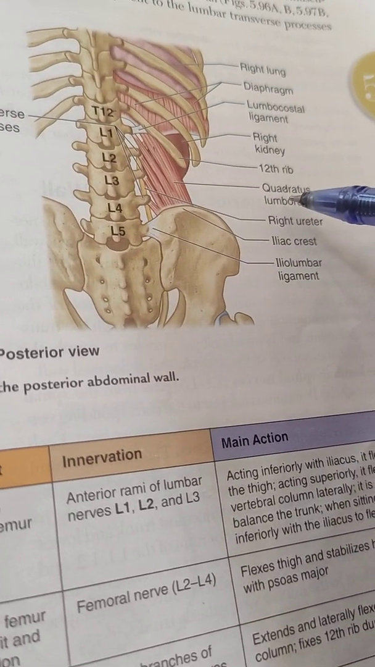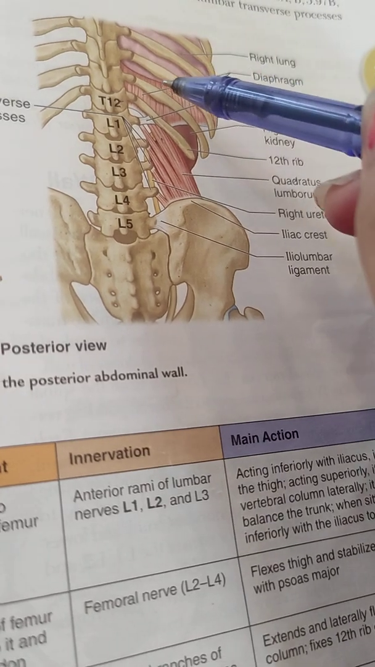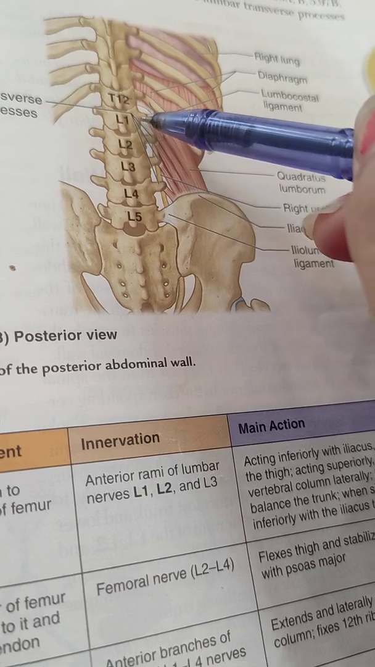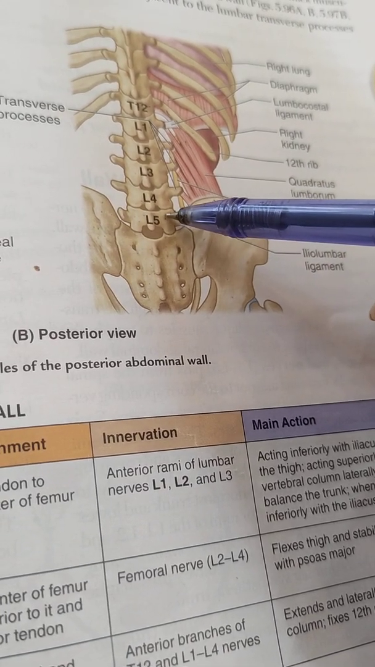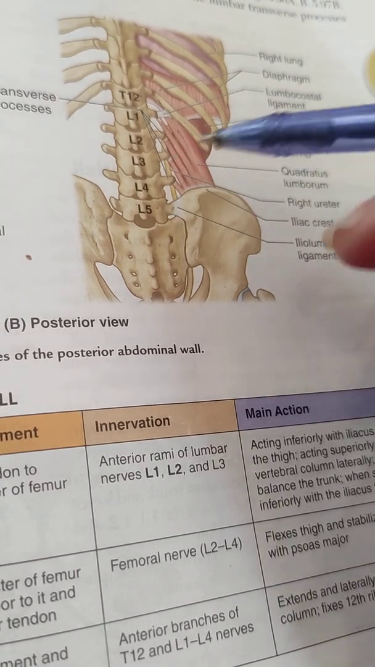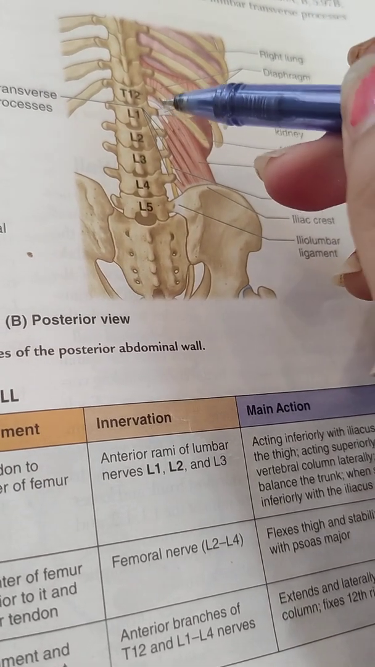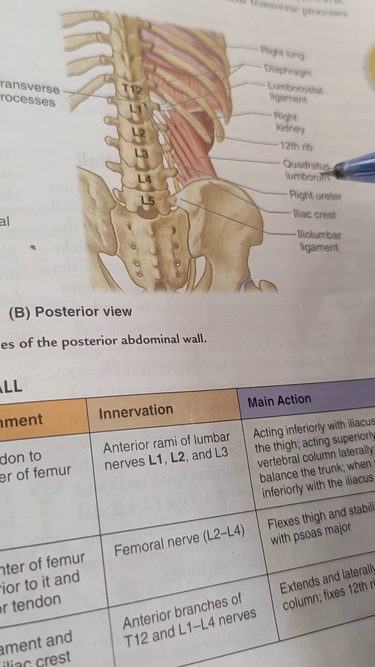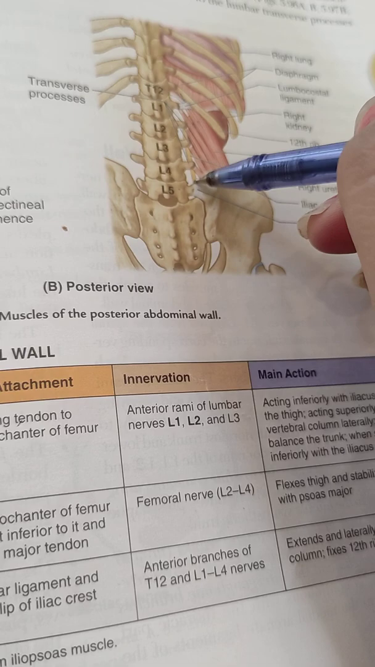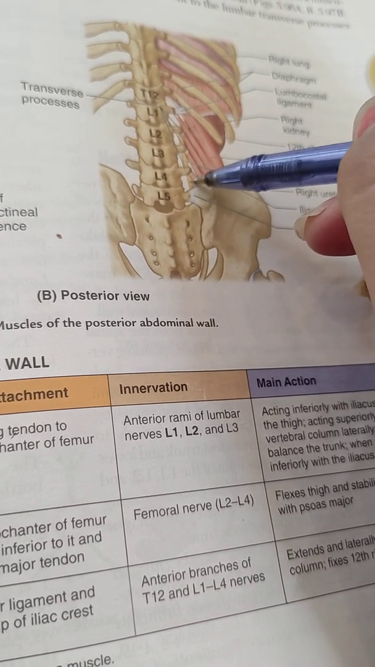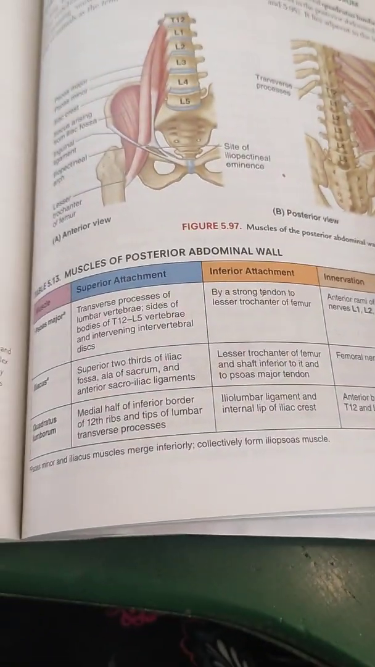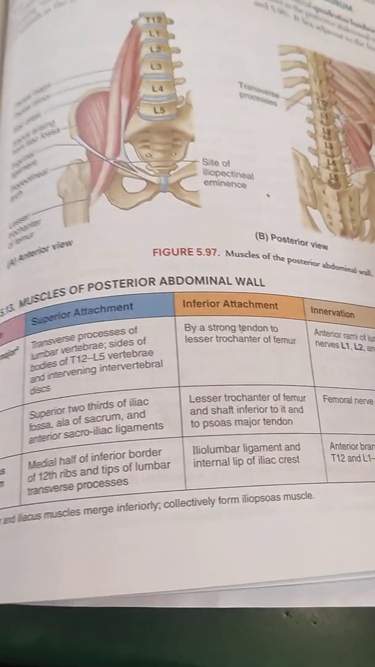Remember, quadratus lumborum gets its origin from the T12 vertebra, coming from the inferior border of the rib, and then attaching to all the transverse processes of the lumbar vertebrae. We also studied that in the lumbar vertebra muscular attachments, the lumbar vertebra gave attachment to the muscles psoas major and quadratus lumborum. So here is the transverse process from where it is arising and giving a final insertion. All the fibers are converging here into the inner lip of the iliac crest. That's it for the muscles of the posterior abdominal wall. Thank you so much.